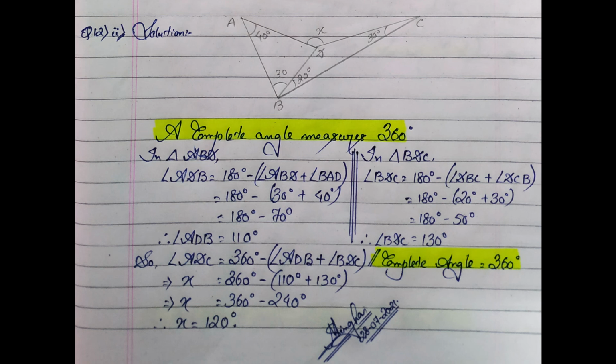The theorem used is the sum of the interior angles of the triangle is 180 degree. Again, in the triangle BDC, using the same method, we have found out that angle BDC is equal to 130 degree. Therefore, angle ADC equal to 360 degree minus (angle ADB plus angle BDC) in the first bracket, as a complete angle measures 360 degree. Therefore, from the mathematical operations, we find out that x is equal to 120 degree. So that's the end of our chapter.